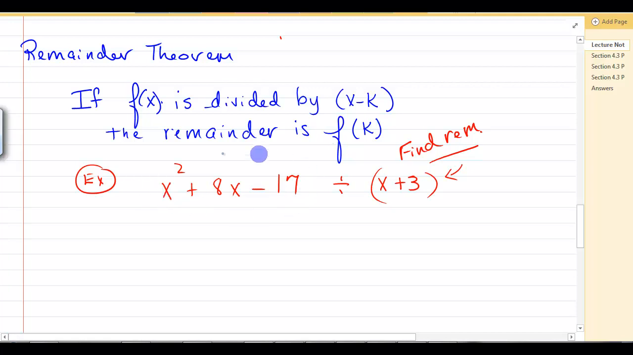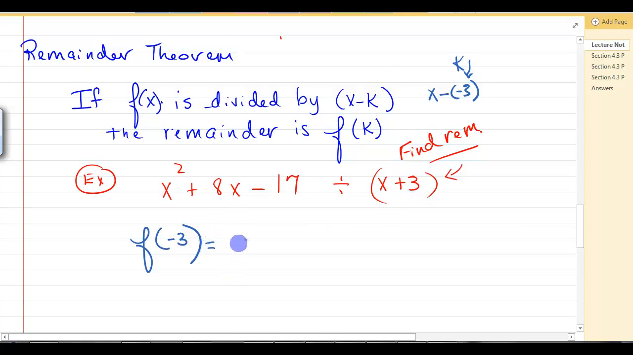So if we were given this problem that said, if this is divided by this, what's the remainder? They don't want the whole answer. They want to know what the remainder is. Well, you can find f of negative 3. And the reason it becomes negative, it's in here. And remember, this is x minus a number. Well, the only way you get x plus 3 is if you had x minus a negative 3. So k would be negative 3. So you'll always change the sign when you do this.